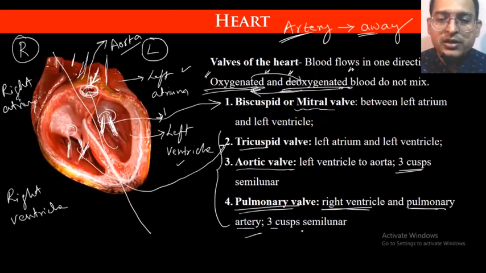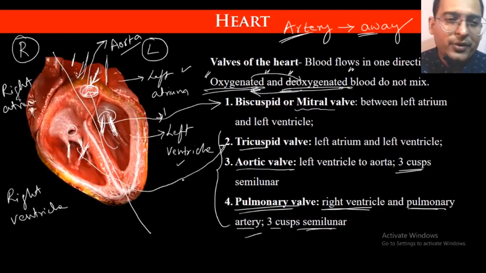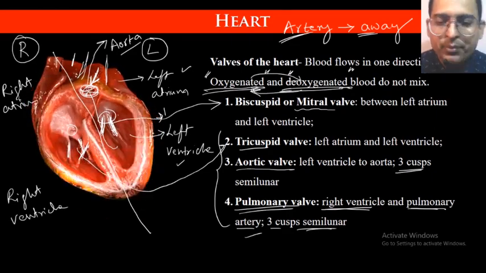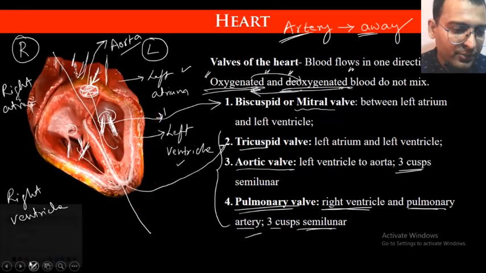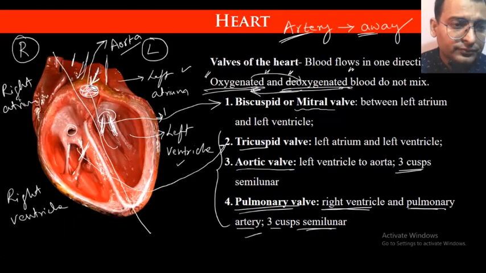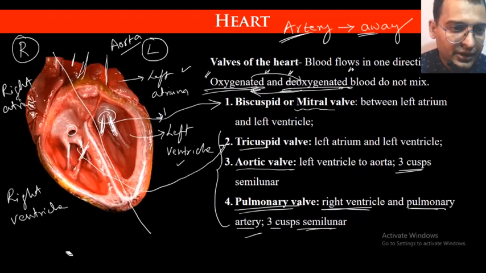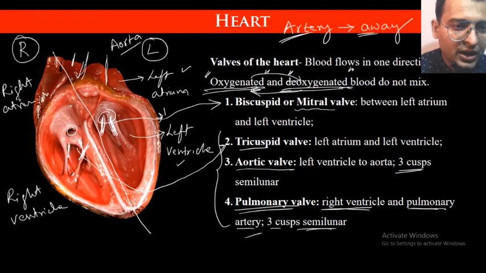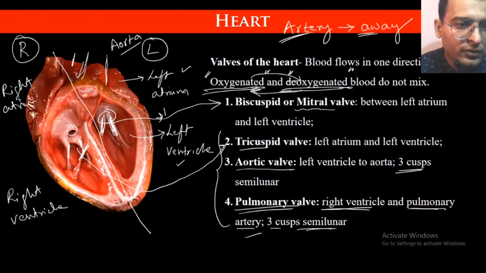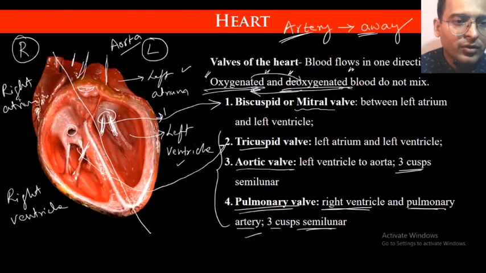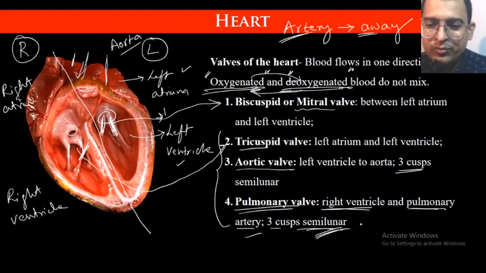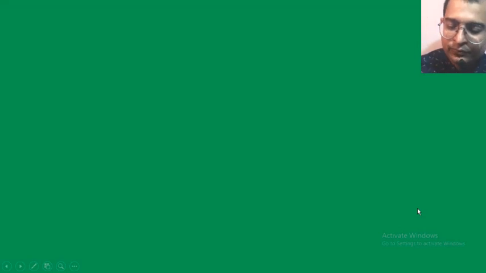It also has three cusps. Because they appear in the half moon shape, that is why these are called the semilunar valves. Lunar means moon. Semilunar valves.